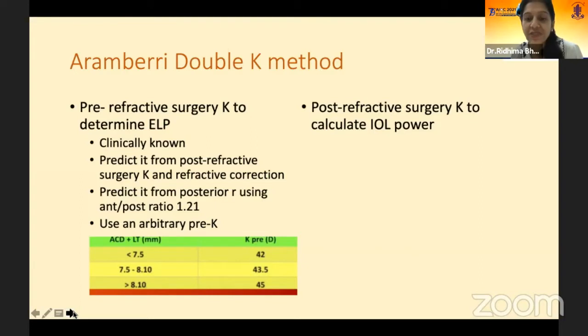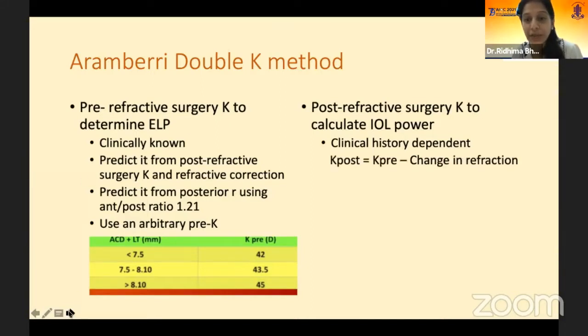Post-refractive surgery K calculation is going to be discussed in the next talk, but here is the gist of it. Either you use a clinical history dependent method, the reverse of what I had discussed here. That means the post-K can be calculated if you know the pre-K along with the change in refractive treatment. If the K previous to the surgery was 45 and you've done a 6 diopter myopia treatment, it's going to be 39 diopters as of now. Similarly for a hyperopic treatment, it's going to steepen by the amount of correction.